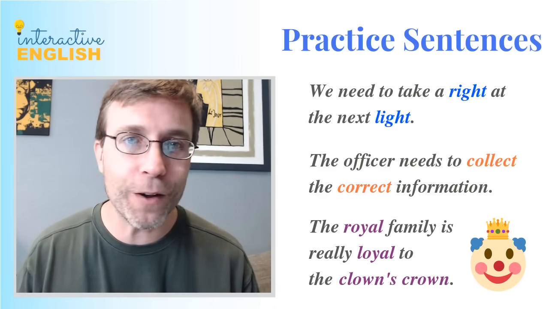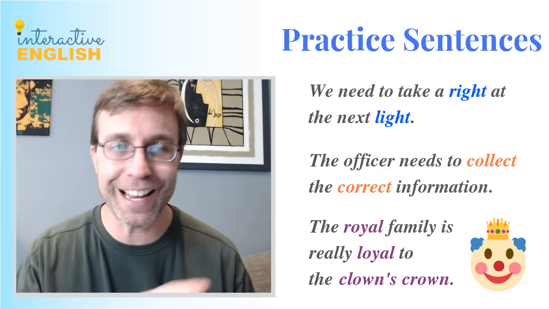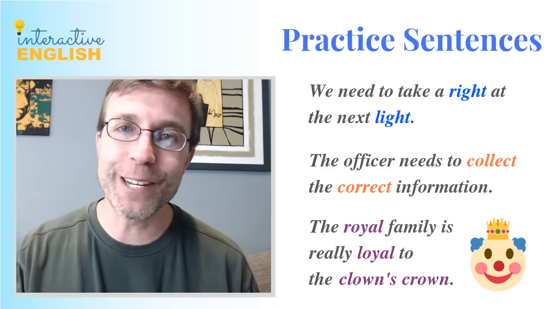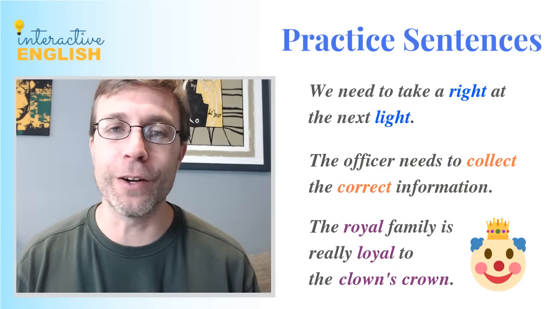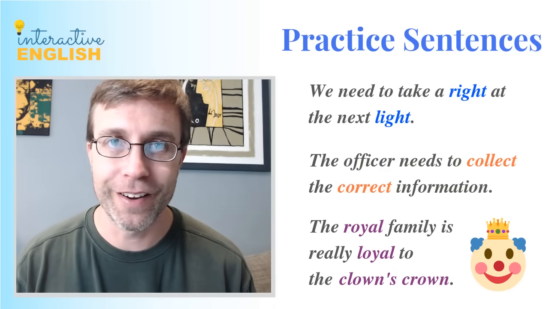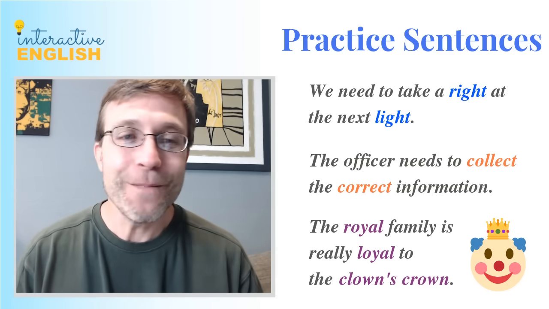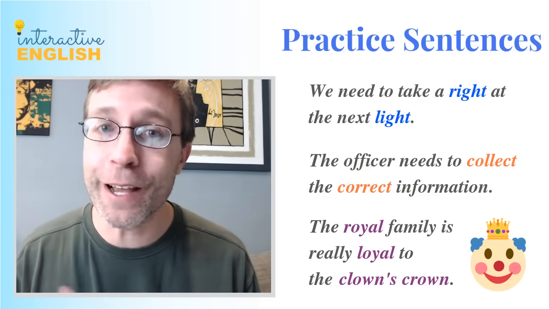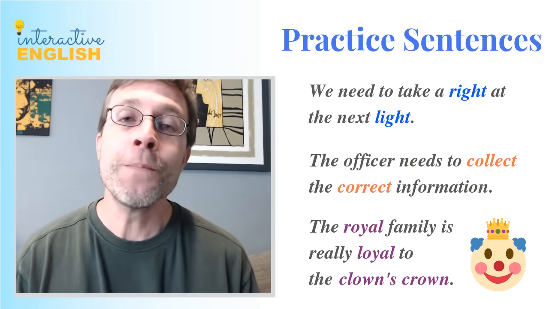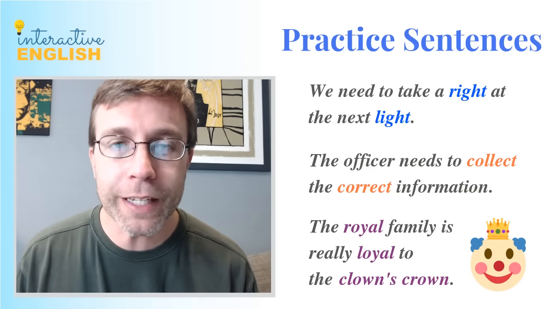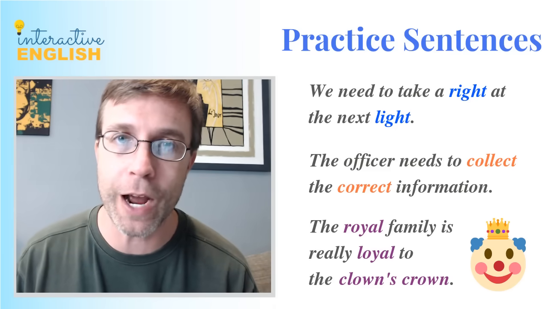So these are all R and L minimal pairs. And then this last one down here, my favorite sentence: the royal family is really loyal to the clown's crown. It's probably not a sentence you're going to say in regular conversation, but it is good practice for minimal pairs. Let's try that one again. The royal family is really loyal to the clown's crown.